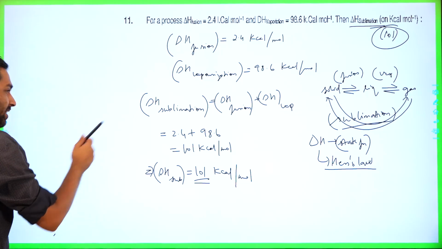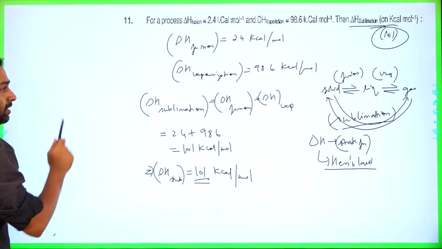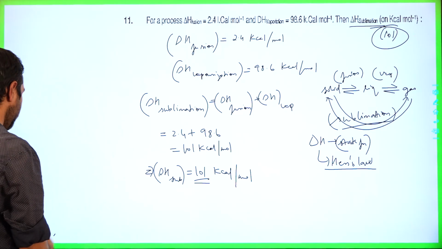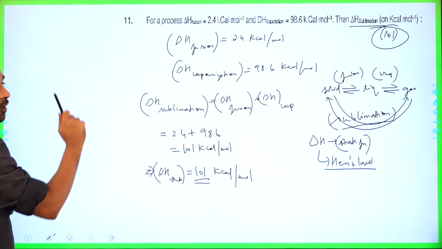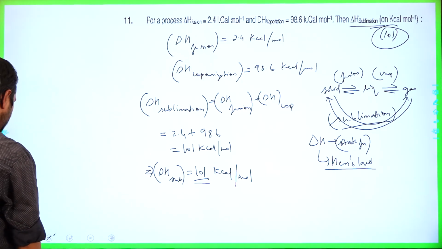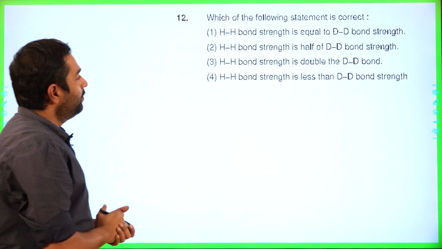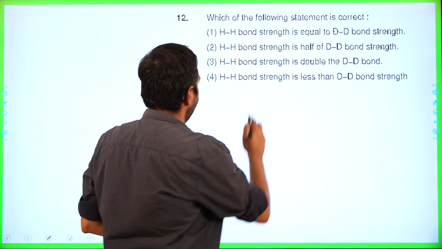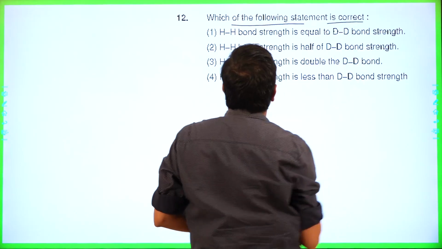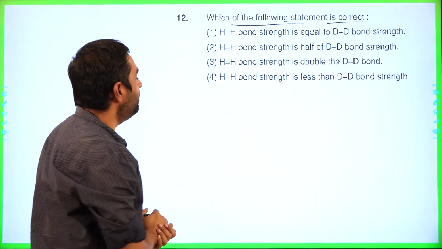Let us get to the next one. Very simple, straightforward question. This is a must attempt question, because it will save you a lot of time from a physical chemistry point of view as well. Which of the following statements is correct? Okay, alright. HH bond strength is equal to DD bond strength.